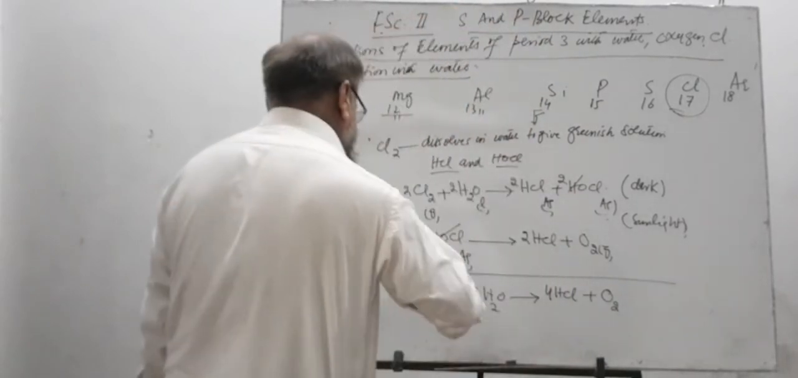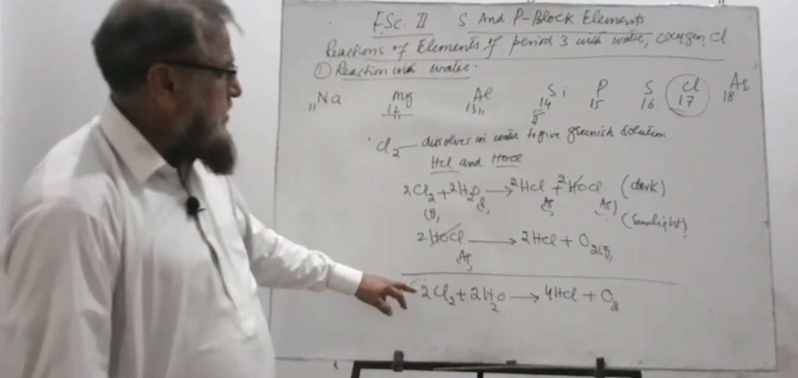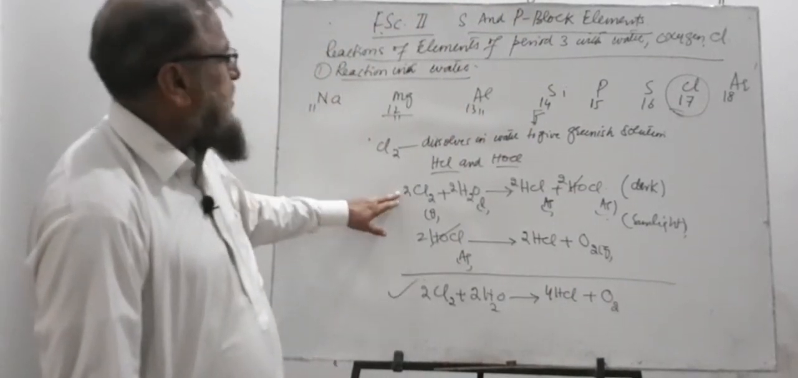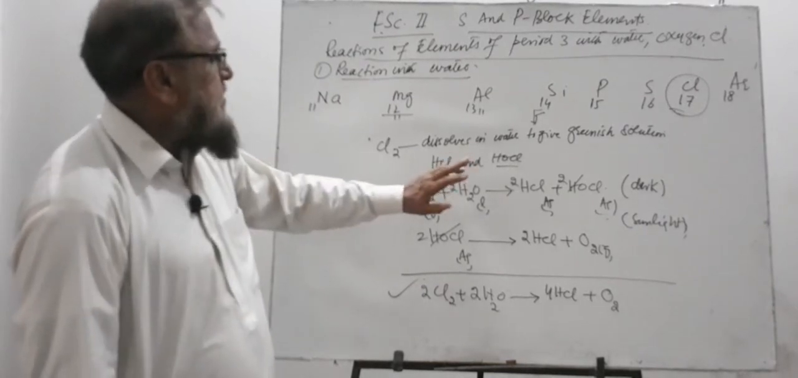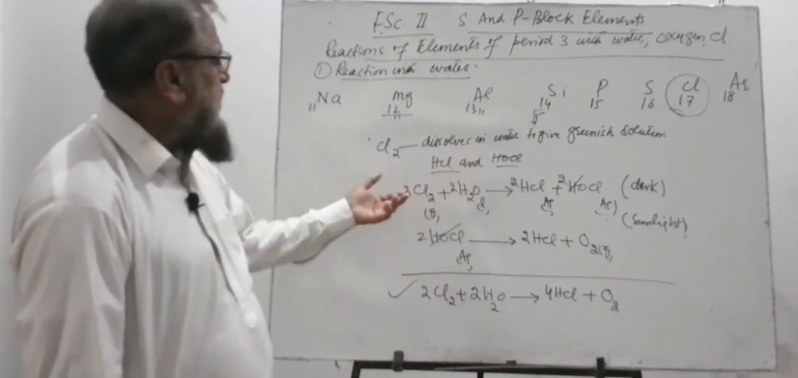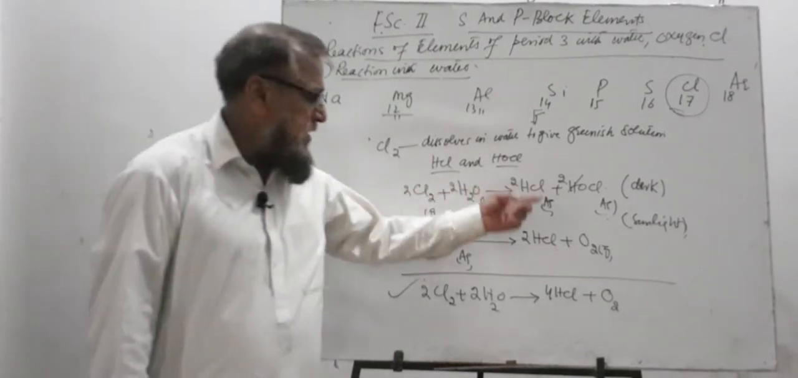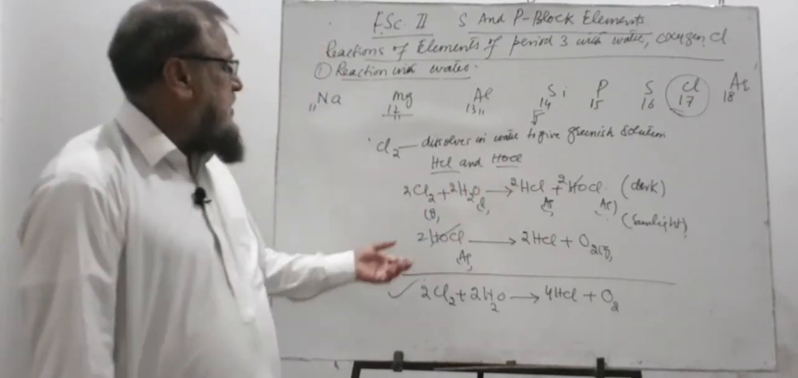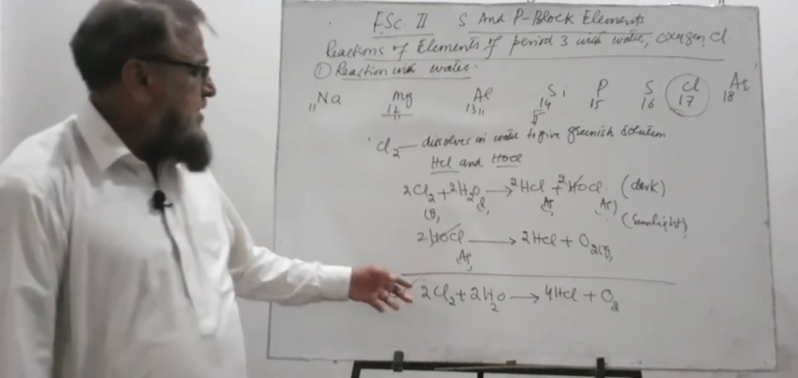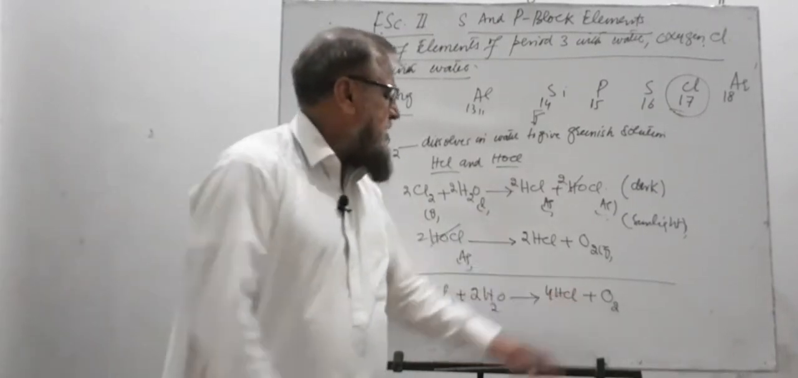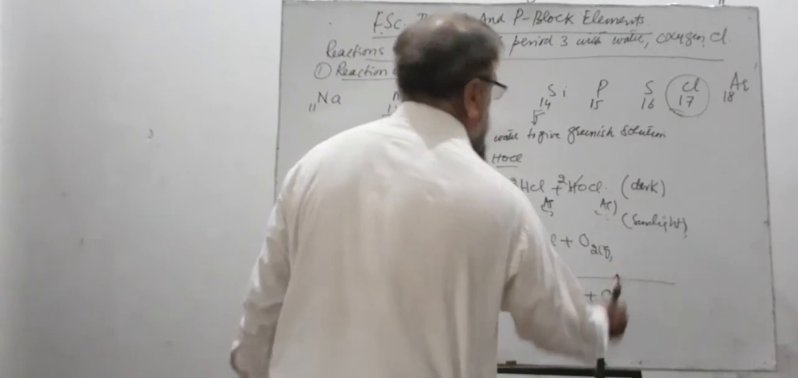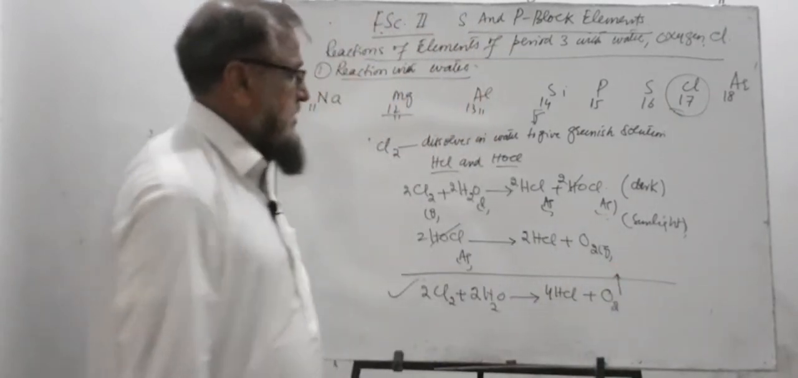Now this reaction will be occurring in the presence of sunlight, and the first reaction will be taking place in dark. So in dark we will get a solution containing hydrochloric acid and hypochlorous acid, but in the presence of light we will get only hydrochloric acid and oxygen gas will be liberated. Argon does not react with water.